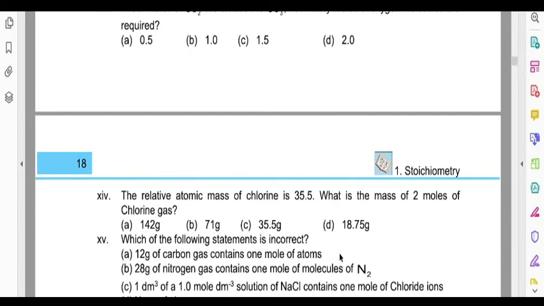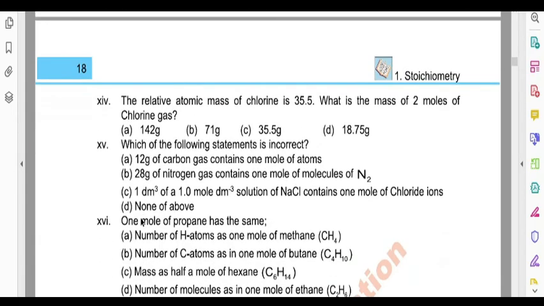Question number 14. The relative atomic mass of chlorine is 35.5. What is the mass of 2 moles of chlorine gas? So in chlorine gas, we have 2 chlorine atoms. So 1 mole of Cl2 is equal to 71 grams. So 2 moles would be equal to 71 multiplied by 2, and that is 142. So option A is the correct answer.